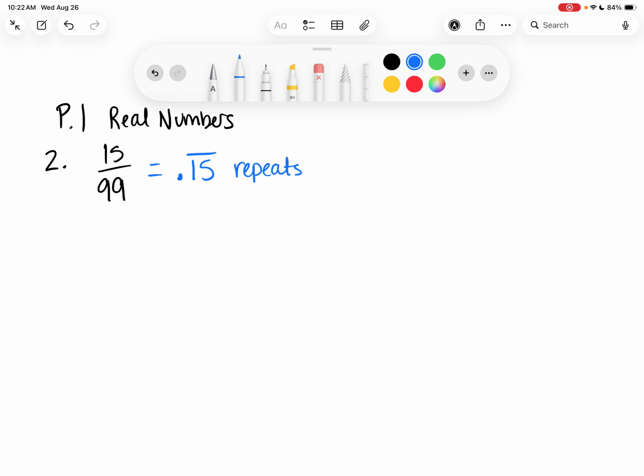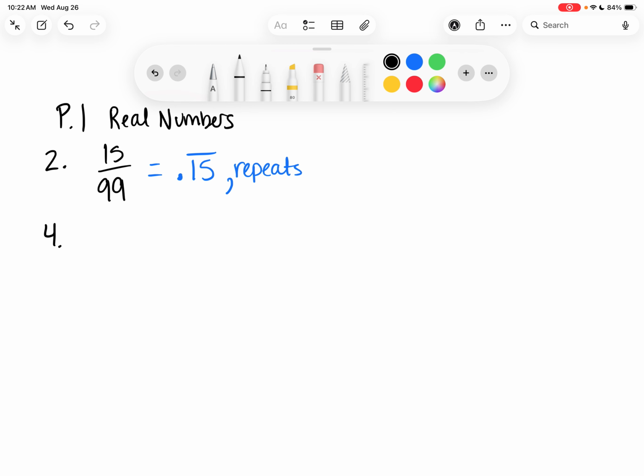Wait, I thought the line meant it repeats. It is. It says to state whether it repeats or terminates. Oh. So I'm doing both parts. It's like there's a comma. I did this part, now I have to do this part. But yes, the line above it does indicate that it is repeating.